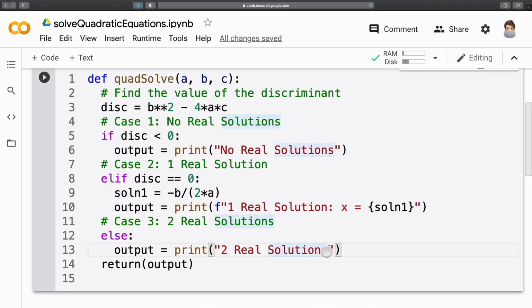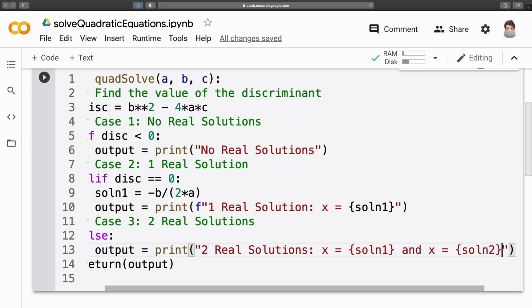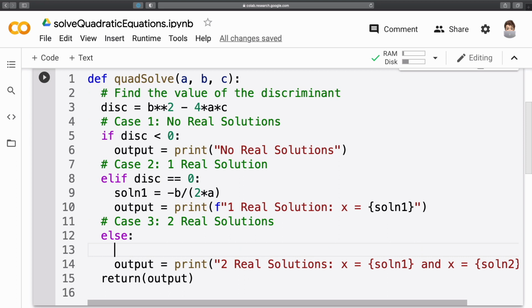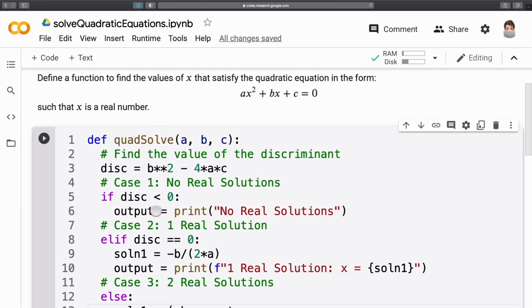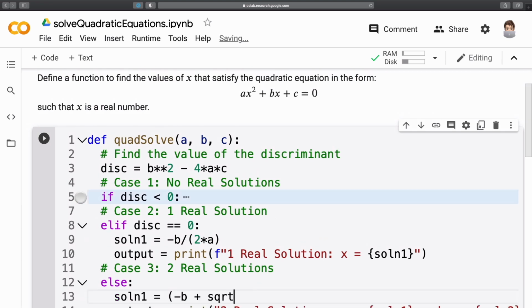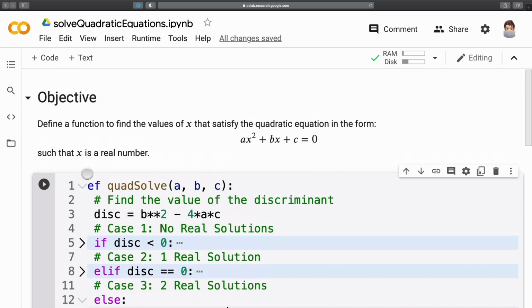So let's go ahead and now let's fix up this two real solutions case. So we're going to let x equal to solution 1 and x is equal to solution 2. And we're just going to go ahead and define solution 1 and solution 2. So solution 1 is going to be x is equal to -b plus the square root. Okay, so we need a square root function here. Let me just close up some of this code up here to make it a little bit easier to read.